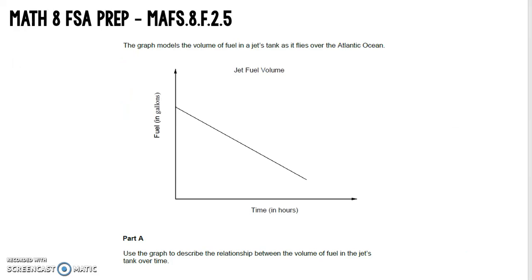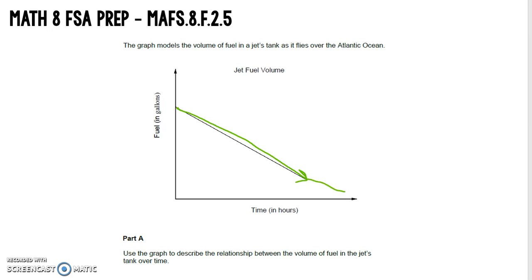It says the graph models the volume of fuel in a jet's tank as it flies over the Atlantic Ocean. Use the graph to describe the relationship between the volume of fuel in the jet's tank over time. Go ahead and take a moment. What do you notice about this graph? So hopefully you notice that over time, this fuel is decreasing, which is typically how planes and cars work. That the longer you drive, the less gas you have.